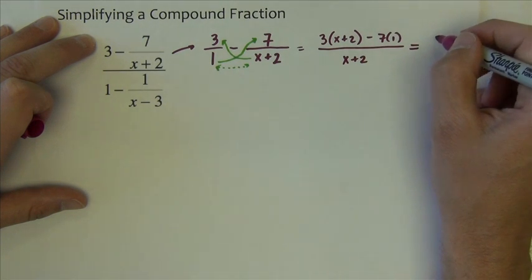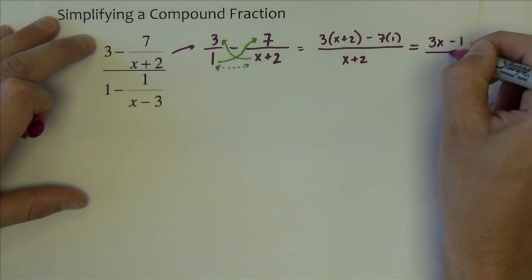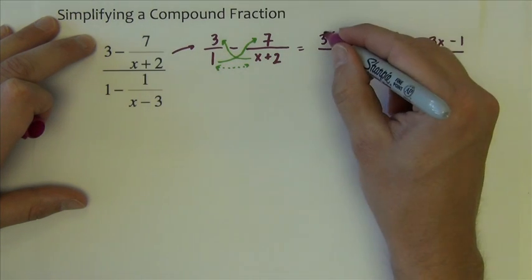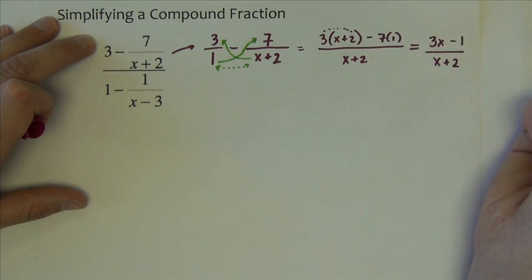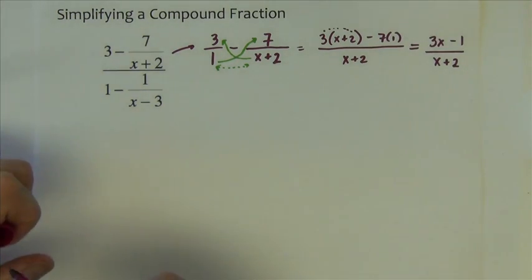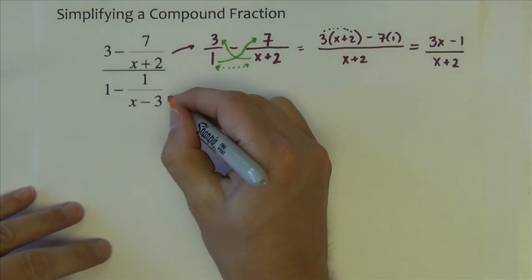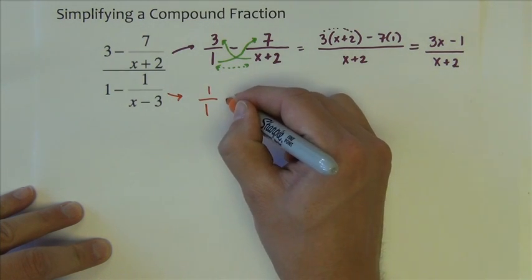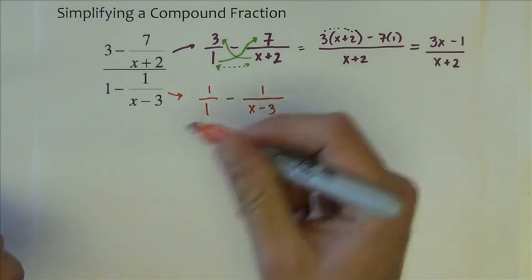Combining these, I've got 3x minus 1 over x plus 2. Minus 1 because I had 6 minus 7. Just went ahead and worked that out. Okay. I'm going to do the same thing in the denominator. Let's change colors for this. I've got 1, which is the same as 1 over 1 minus 1 over x minus 3.